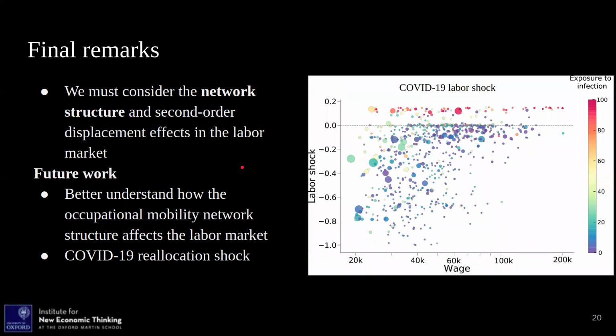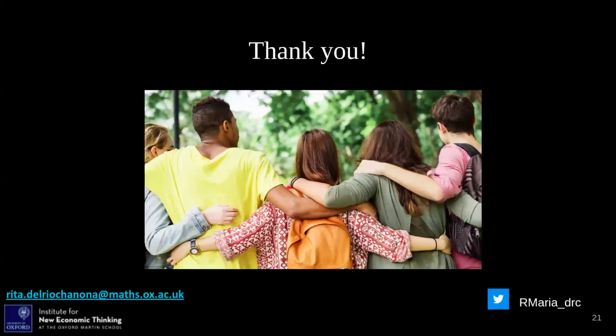Final remarks, we must consider the network structure. So that's the main point of the paper. And in further work, we want to understand more about how the occupational mobility network affects the labor market. And we also want to apply it to other shocks. In recent work, we showed that the COVID-19 labor shock affects occupations differently. And we had some estimates about it. So we would also like to apply it to this.